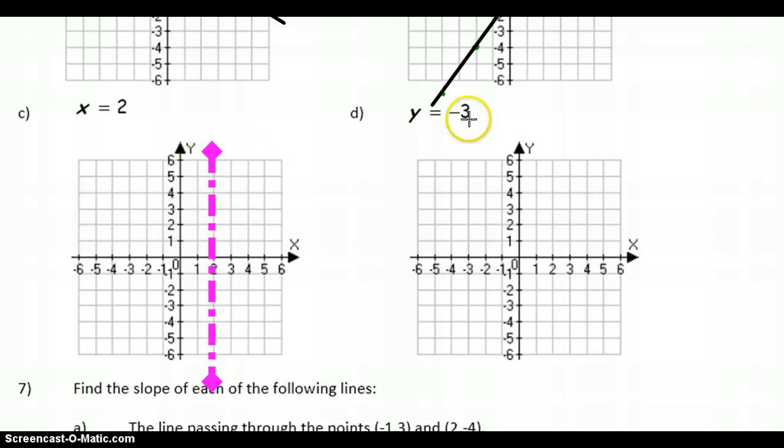Same thing here. This one's going to be horizontal. The y value has to be -3. Can never go up or down, just must be through that y equals -3. Okay, so again, a single dot, it's not going to work. It's got to look just like this. It's got to go all the way through that graph.